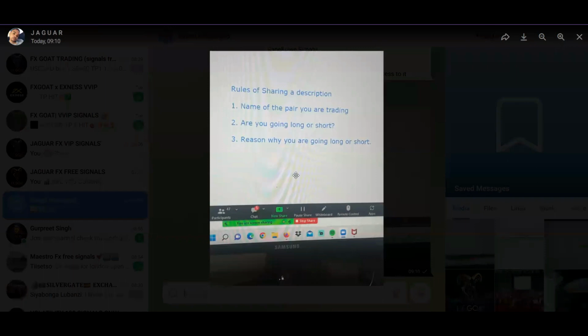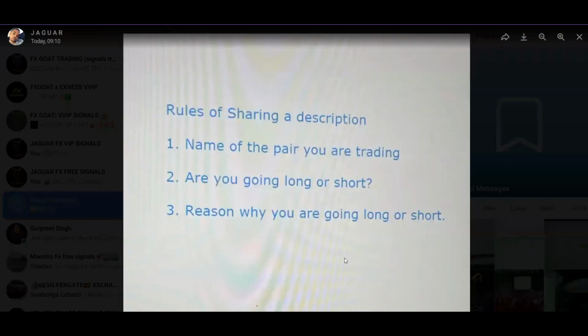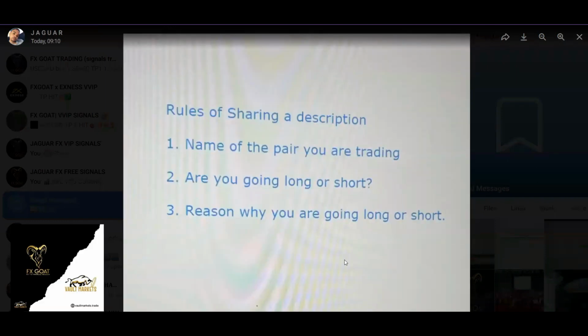Rules of the house. These are the rules of the house. The first thing you must do is name the pair that you are trading, and whether you are going for longs or shorts. Then thirdly, in the description, you must give the reason why you are going for longs or shorts. So you must give a reason.